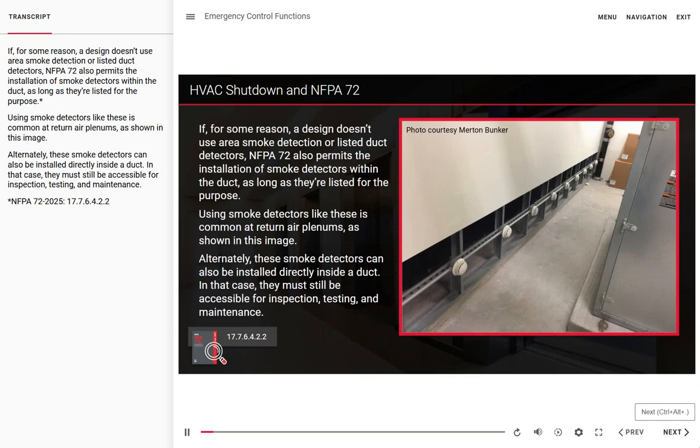If, for some reason, a design doesn't use area smoke detection or listed duct detectors, NFPA 72 also permits the installation of smoke detectors within the duct, as long as they're listed for the purpose. Using smoke detectors like these is common at return air plenums, as shown in this image. Alternately, these smoke detectors can also be installed directly inside a duct. In that case, they must still be accessible for inspection, testing, and maintenance.